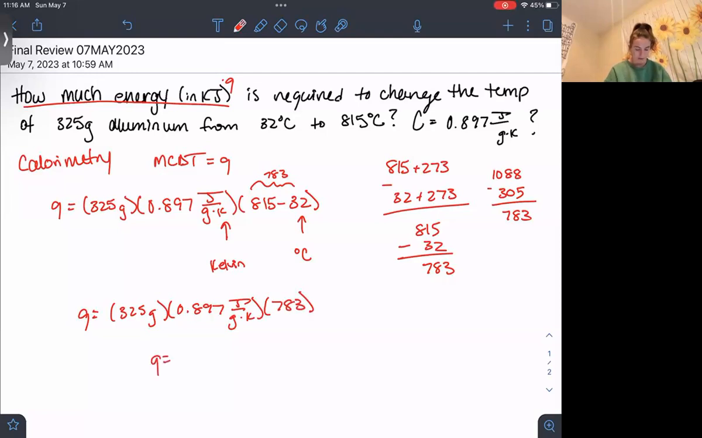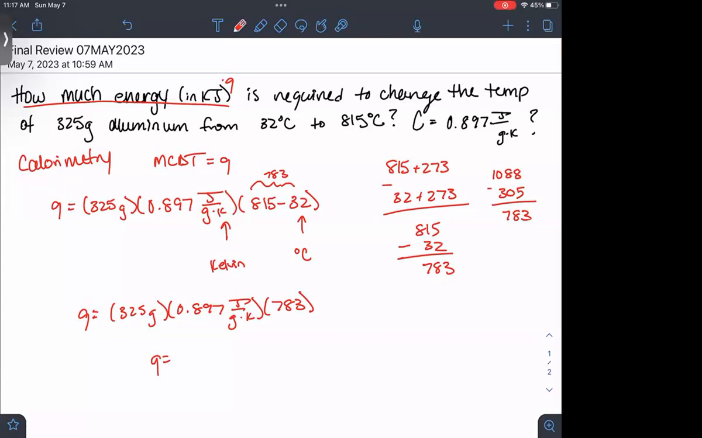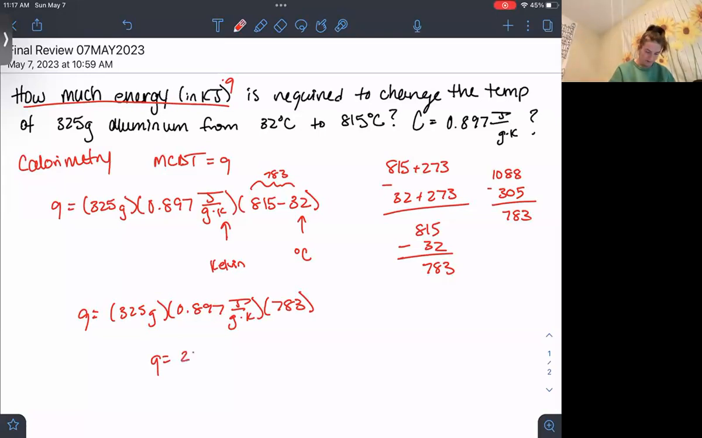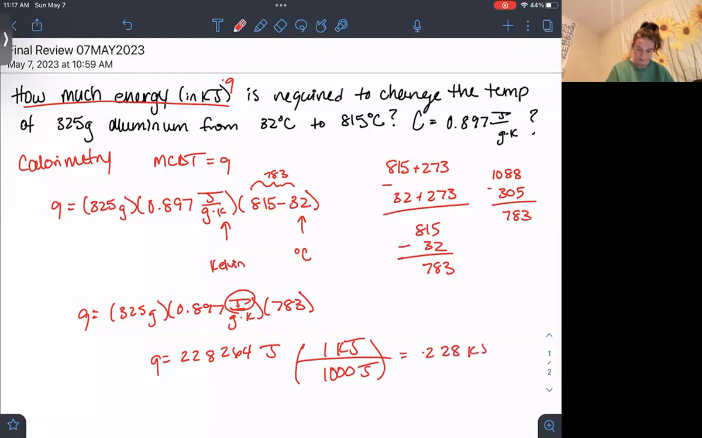And then what is Q going to equal? In joules, or if it's in kilojoules, it would be 228.26. Awesome. So we have 228.264, but when we use this, it's in joules. So in order to change it to kilojoules, we know that 1,000 joules is in 1 kilojoule. So we get 228 kilojoules.